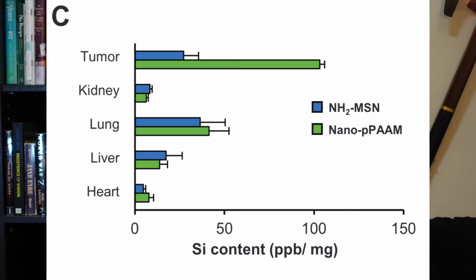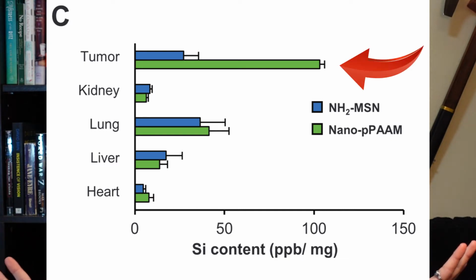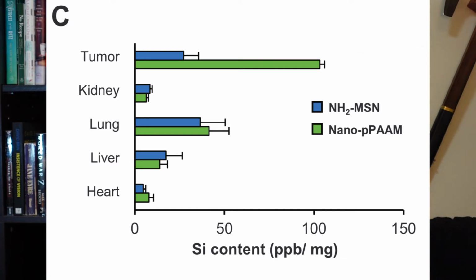They found in the non-amino acid treatment that it was mostly in the lungs and the tumor, but there was some in the liver and a little bit in the kidneys and heart. In the PPAM round, it was holy moly, so much in the tumor. And then the rest of the organs followed the same pattern as the amino particles.